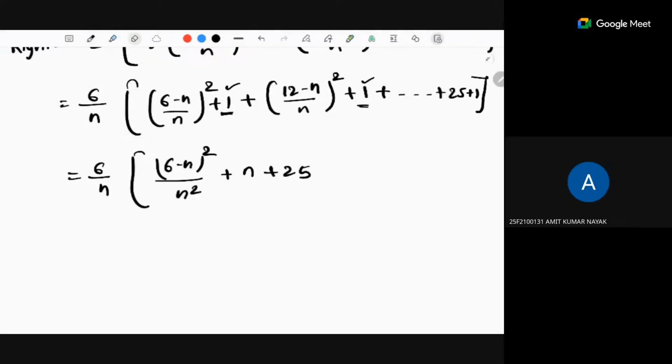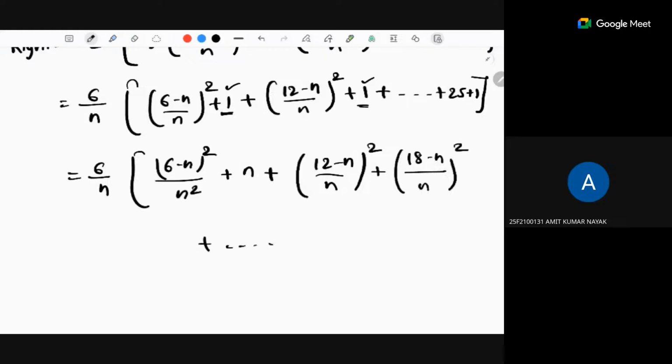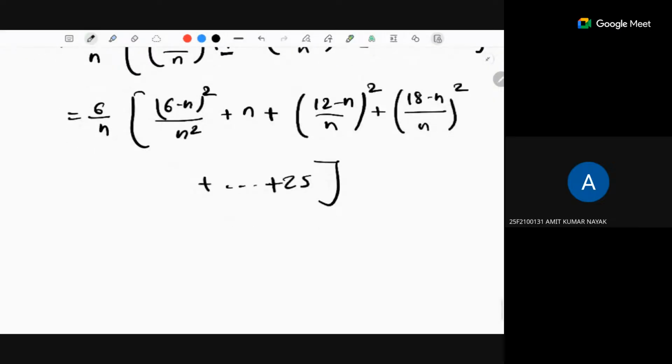No, it's not the end. This is n plus, or else, let's write it down. (12 minus n by n) the whole square, plus (18 minus n by n) the whole square, plus up to and so on. At the end, we got plus 25. Okay, so what can we do over here?